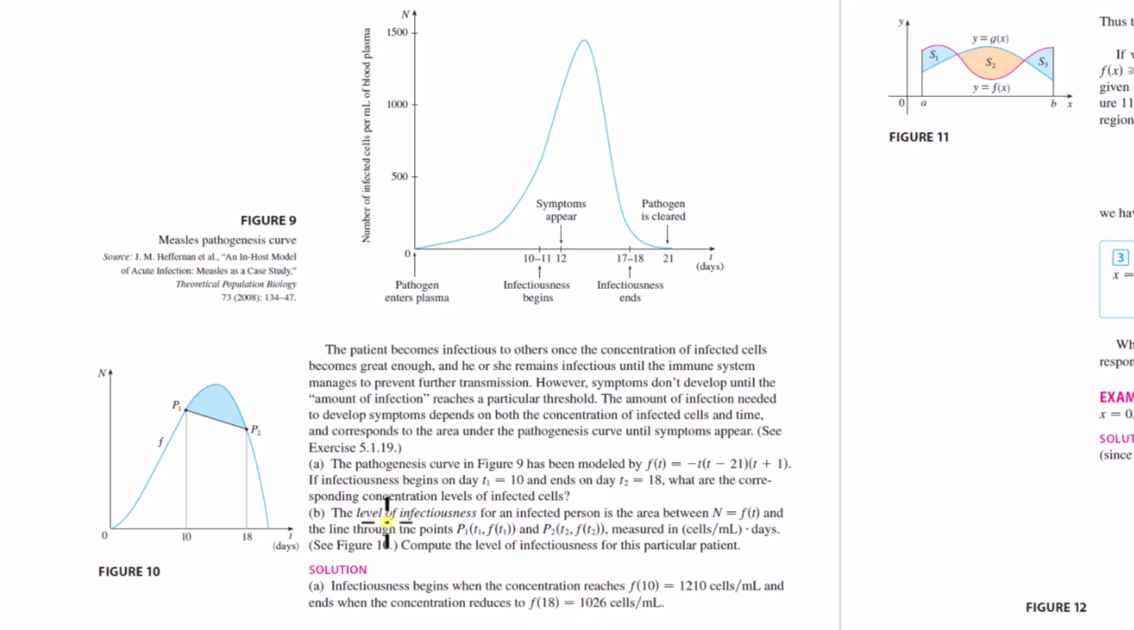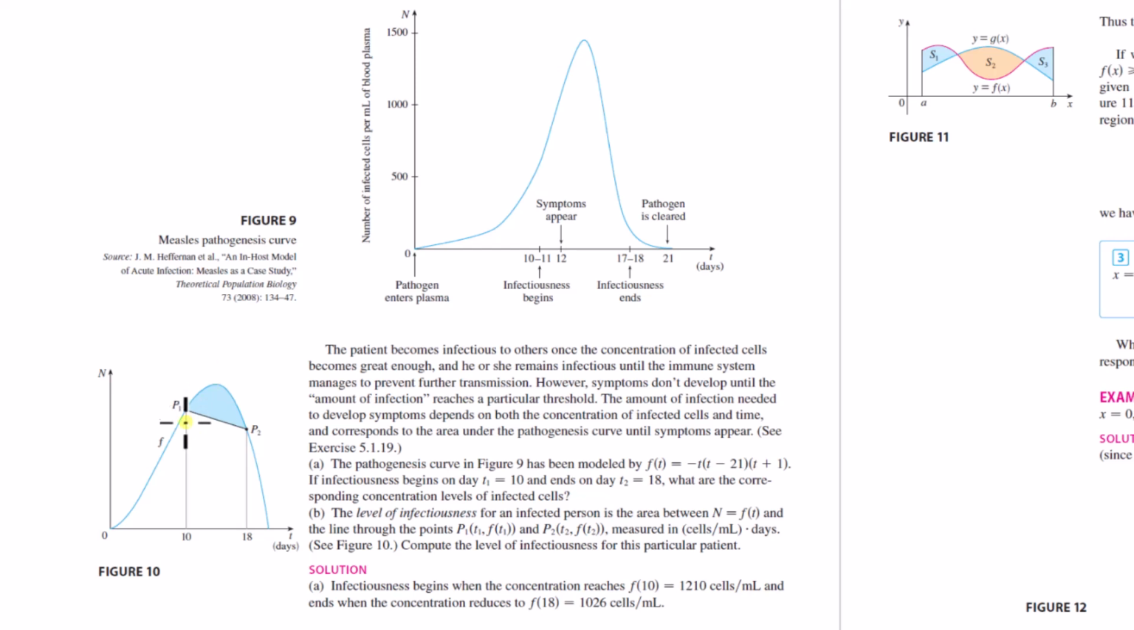Okay? The level of infectiousness for an infected person is the area between N equals F of t and the line through the points P1 and P2, measured in cells per milliliter times days. So the level of infectiousness for an infected person is the area between, oh, I see, okay, yeah, where P1 and P2 are the days when infectiousness begins and ends, okay? So P1 is F of 10, P2 is F of 18, and the level of infectiousness is the area between this line and this curve here.